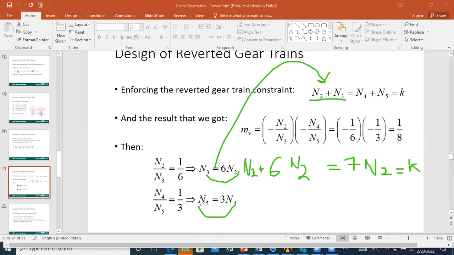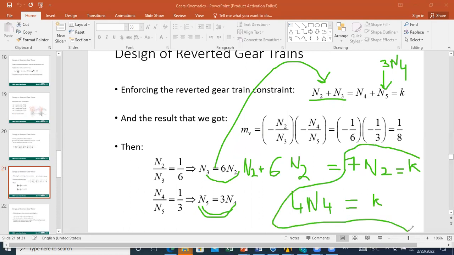Now, if I use the second result, n5 equals 3 n4, I replace n5 here by 3 n4. I get n4 plus 3 n4 equals 4 n4, so 4 n4 equals k. What is the conclusion I can make from this result? The integer k is a multiple of 7 and also a multiple of 4.